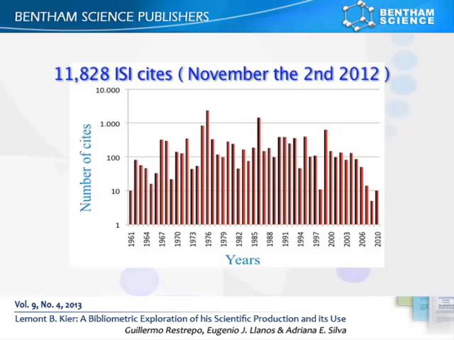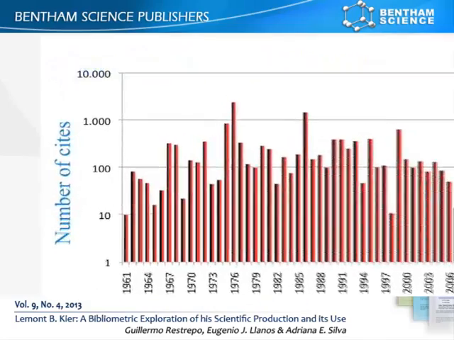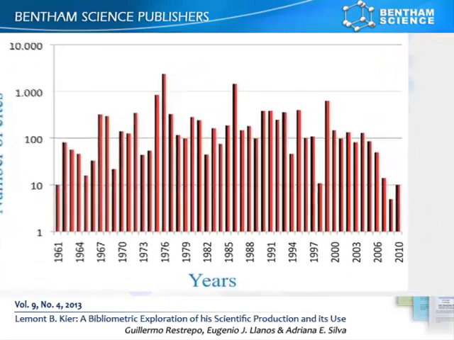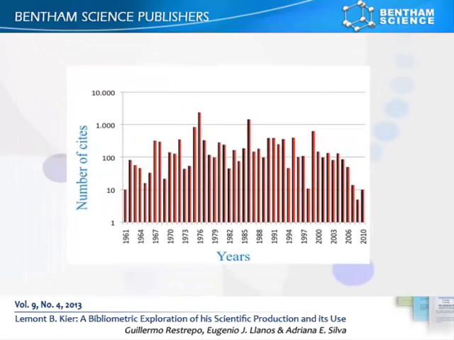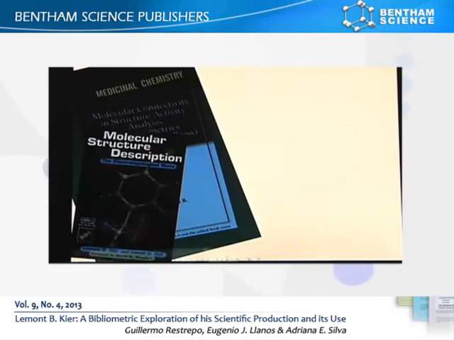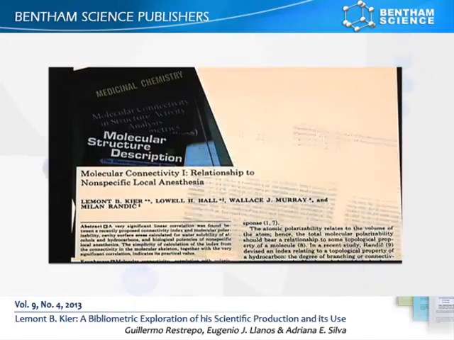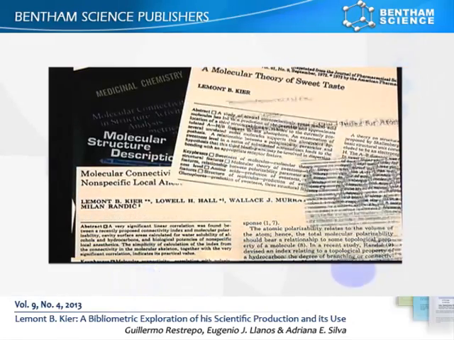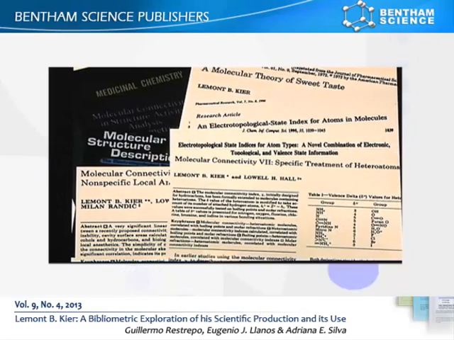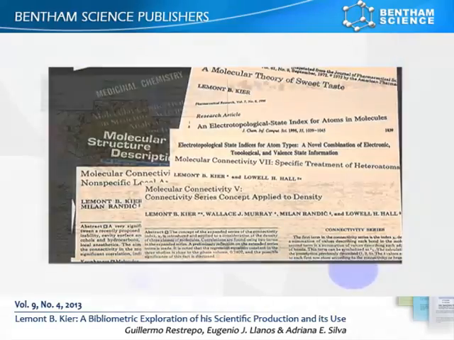He has 11,828 citations as of November the 2nd, 2012, which are spread in time, showing that his results are not a scientific fashion, but that they remain alive. About 50% of Kier's citations are to 10 documents, which we call Kier's Top 10. These documents mainly deal with molecular structure and its encoding. 3 of these 10 publications are books and the other papers.